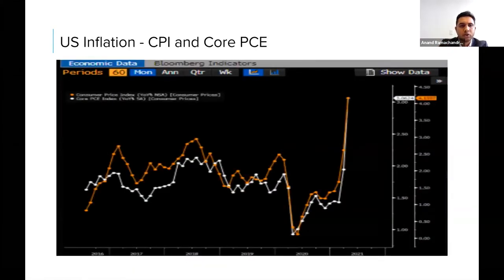So here's a five-year chart of US inflation data, CPI and core PCE data. As we see, the numbers have been climbing pretty significantly. There are still more and more inflationary pressures underlying the US economy. We believe that these numbers will continue to rise, and when they do, they'll provide support for the US dollar. Next slide, please.